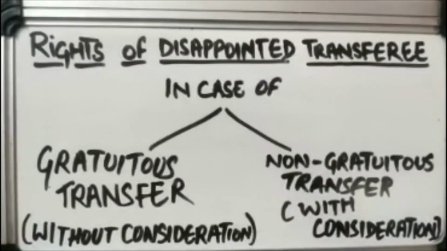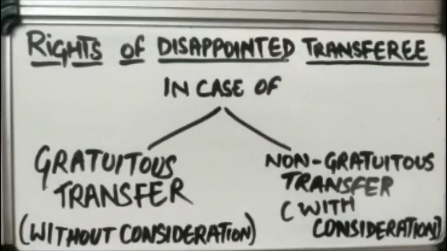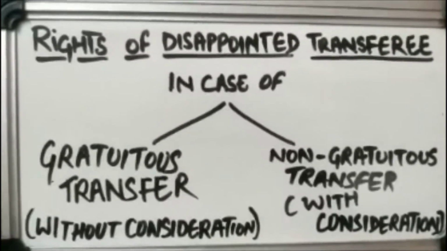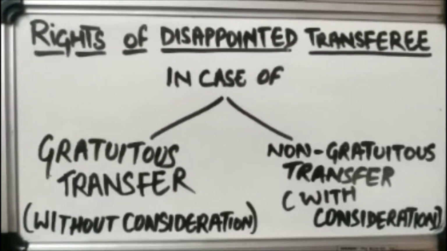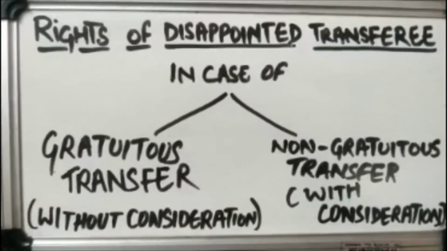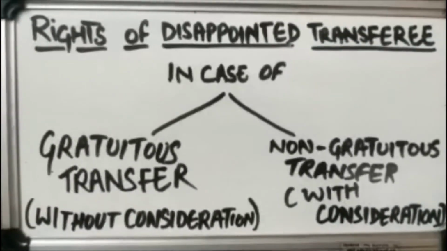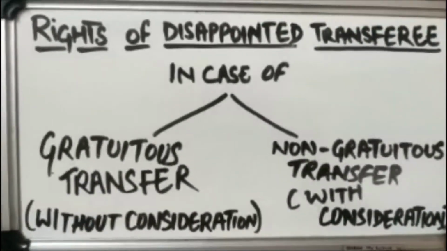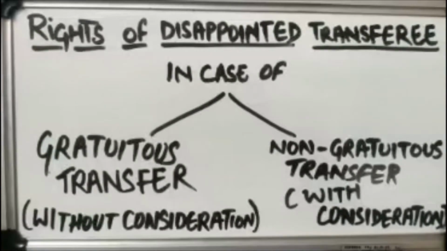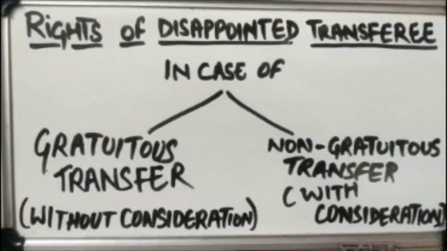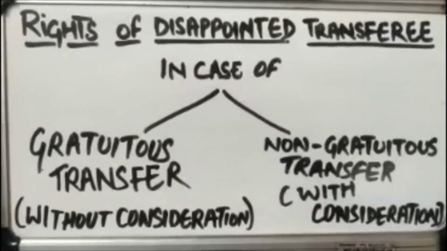Disappointed transferee is the transferee in case where the owner elects not to transfer the property, as this transferee was hoping of getting the property. The rights of disappointed transferee in case of gratuitous transfer and non-gratuitous transfer vary.